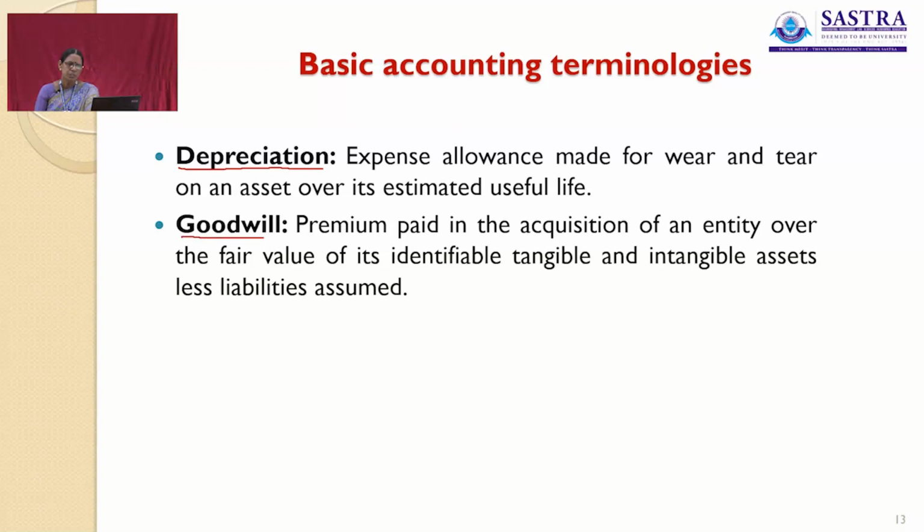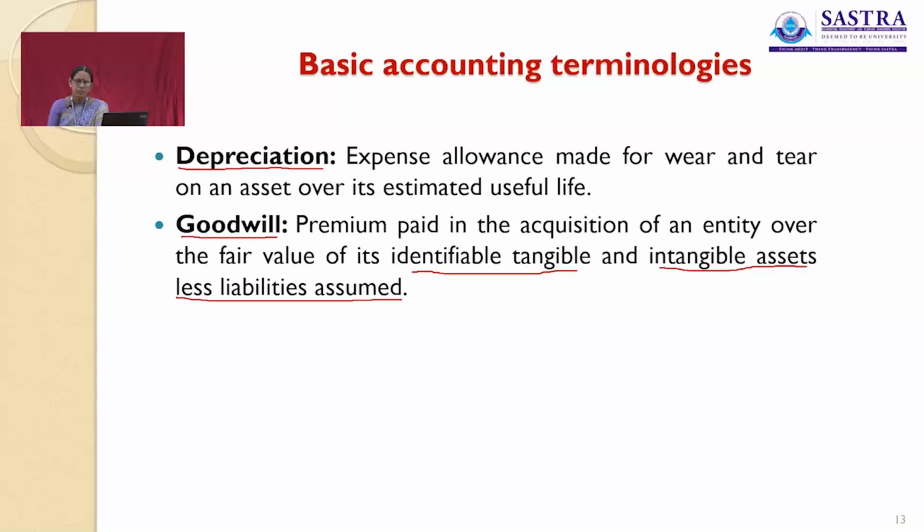Goodwill. Goodwill is said to be the premium paid in the acquisition of any entity over the fair value of its identifiable tangible and intangible assets, less liabilities assumed. So goodwill is any excess that has been paid over your purchase consideration. When your net tangible assets are less than your purchase consideration, we say we have goodwill. When the net assets are more than the purchase consideration, it will result in a capital reserve.